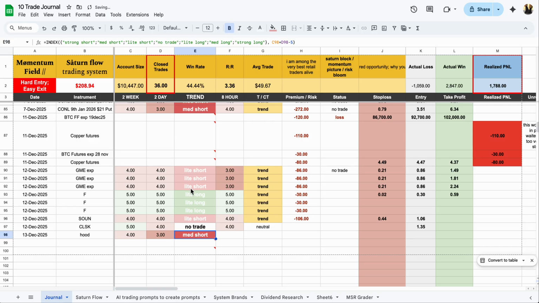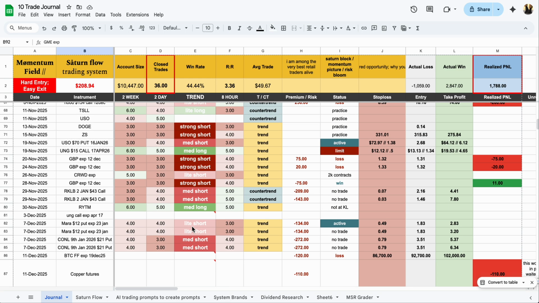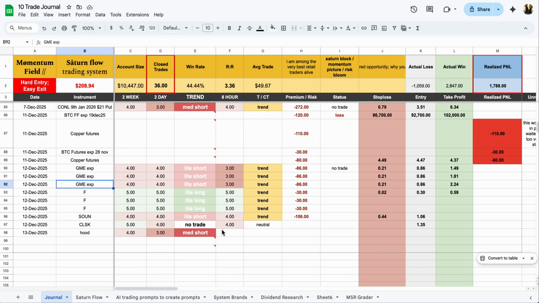That's saying it's a medium short, and that's actually another interesting thing. All of these lights, which I reviewed yesterday, December 12th, they were all horrible risk-reward ratios. That was Clean Spark, Sound, Ford, and GME. But now that we have a medium short, that's pretty good. There's at least more likelihood that we'll get some activity.